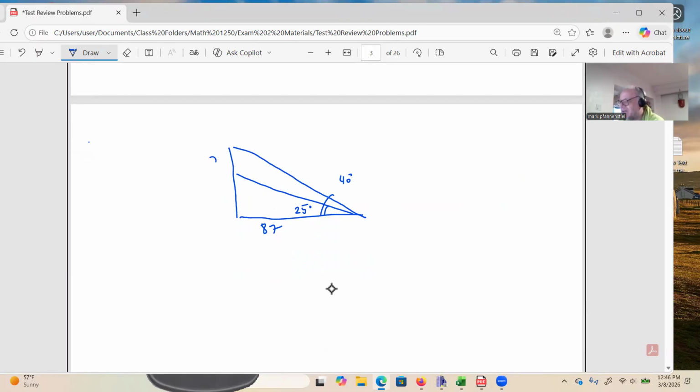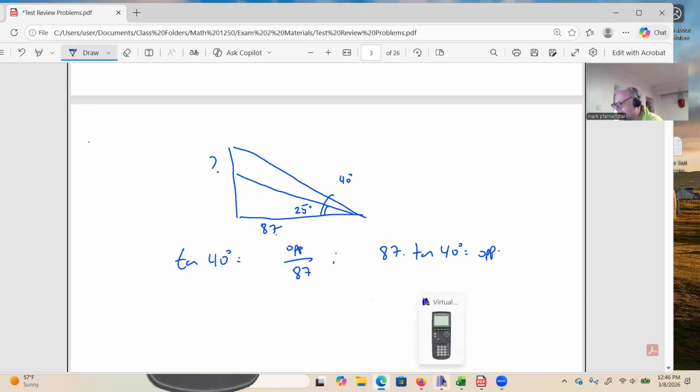We have to figure out this side over here. We have an adjacent side, we have an angle. So we're going to say that the tangent of, we'll pick the big one, the tangent of 40 degrees is equal to the opposite, which is the whole piece here, divided by the adjacent, which was 87. So we could say 87 times the tangent of 40 degrees is equal to my opposite side. All right, and there we go. So let's see what that's going to do for us.